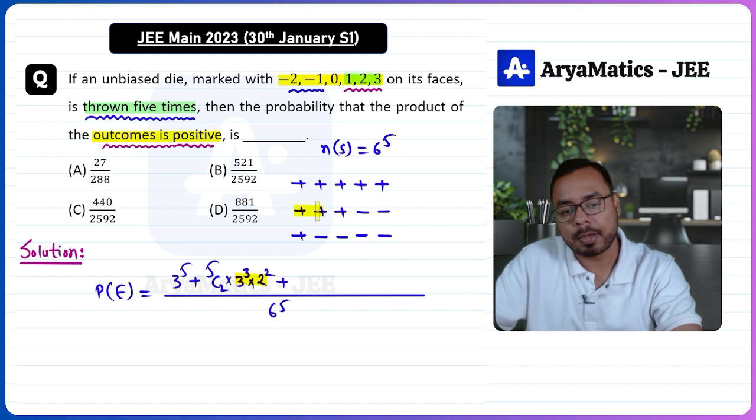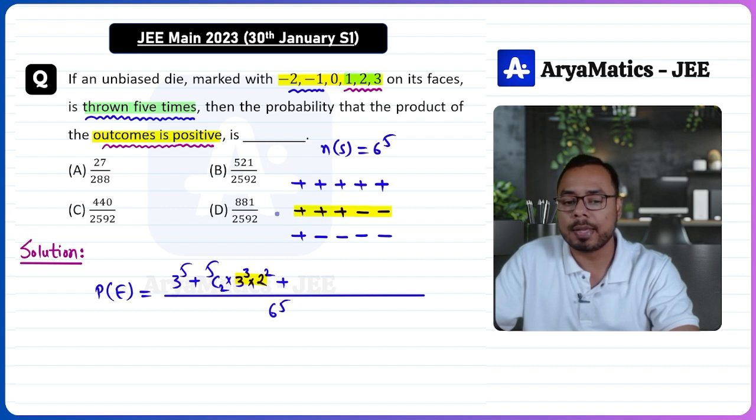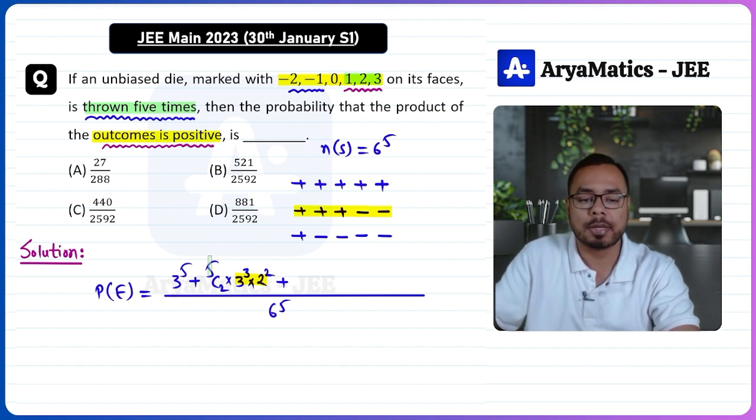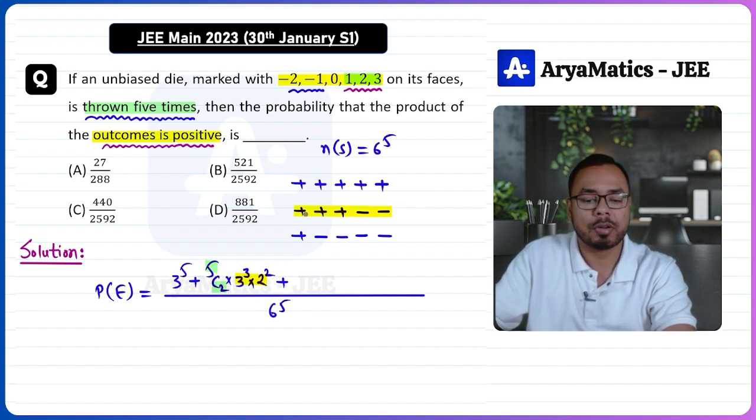3 cube into 2 square represents this particular case, where the first 3 are positive and the next 2 are negative, and you can arrange this in different ways. So 5C2 represents the number of ways to arrange those outcomes. Again, I'll repeat this point: 3 cube into 2 square is the number of ways of getting the first 3 outcomes positive and the next 2 negative. And 5C2 is the different ways to arrange these plus and minus signs. If the first 2 were negative and the next 3 positive, we would still get a positive outcome. So 5C2 represents that.